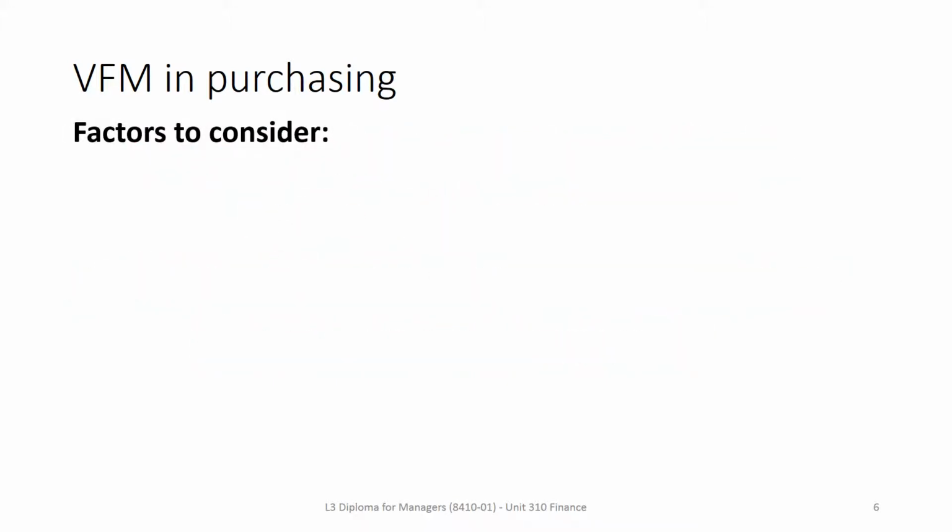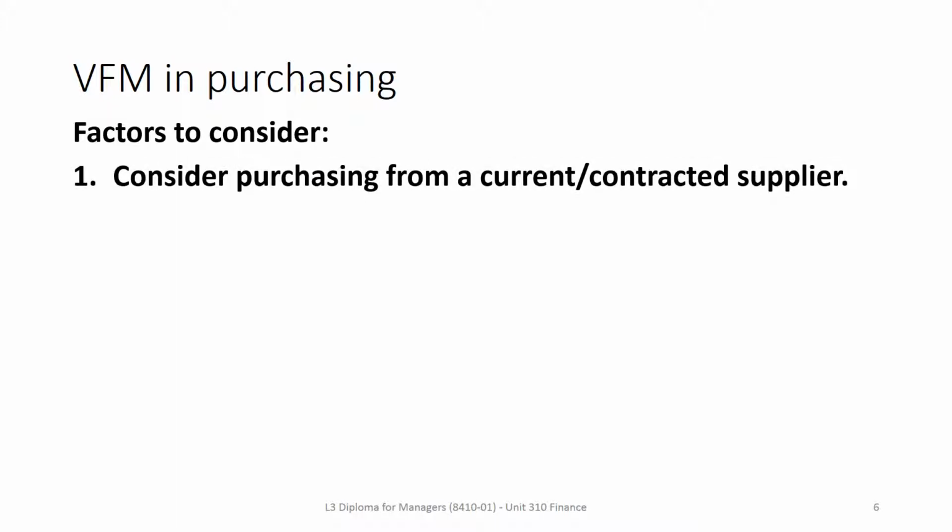And the things to consider are: consider purchasing from a current or contracted supplier. Does your organisation have a list of contracted suppliers, or sometimes referred to as preferred suppliers? Because using an already contracted supplier or preferred supplier will often deliver a value for money solution. You already have a relationship, you know the service or quality from that supplier, you may get discounts, and when you need to make that purchase, you can check with that supplier and they're more likely to be there ready for you when you want to do something.